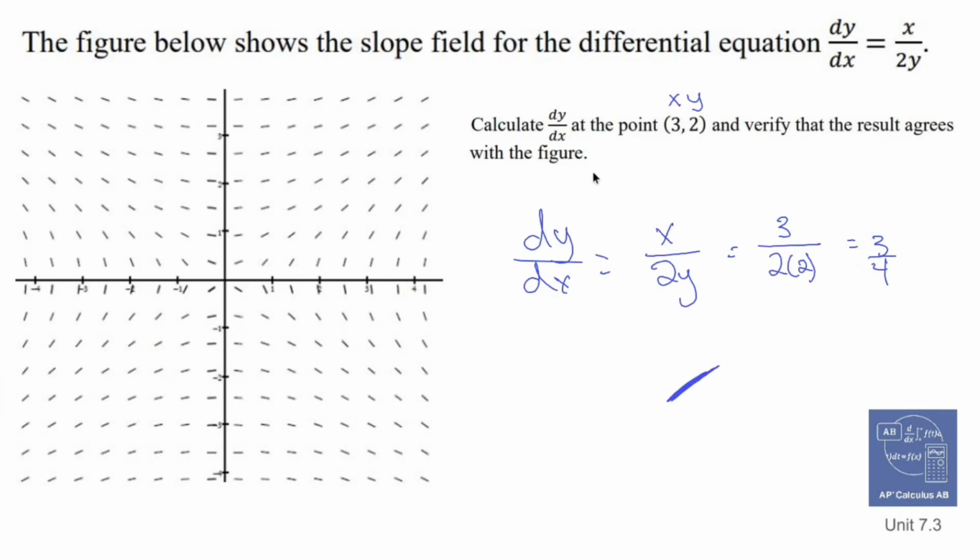So let's find (3, 2). Here's 3, here's 2, and that guy seems to match up pretty nicely with that guy. So I'd say, yeah, sure, it works.